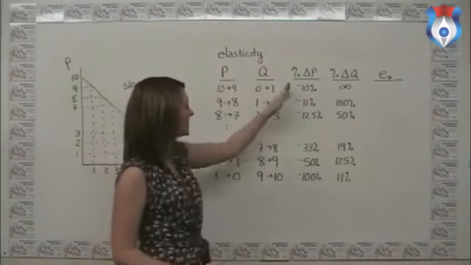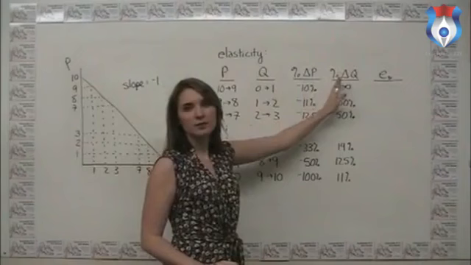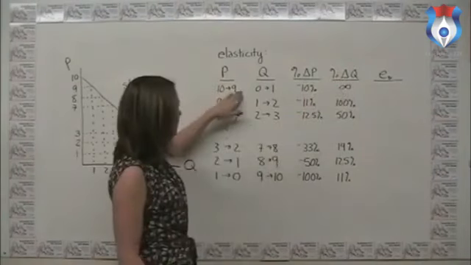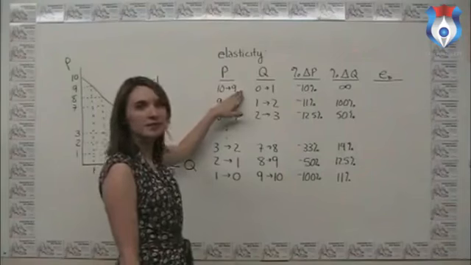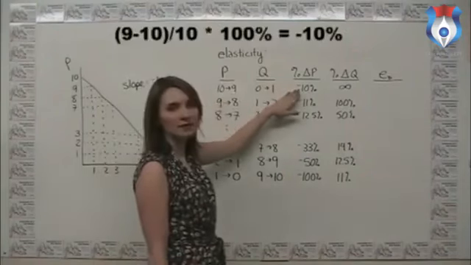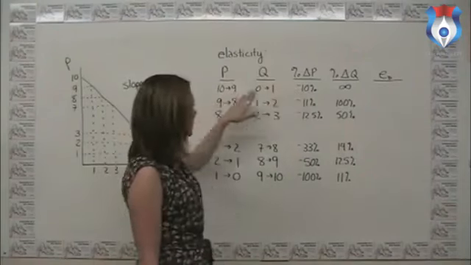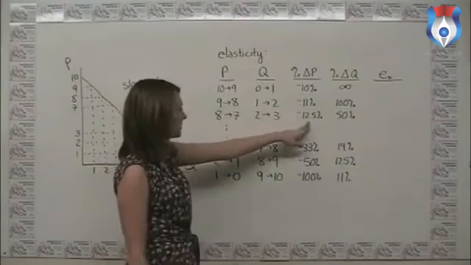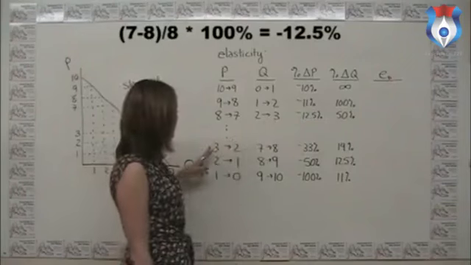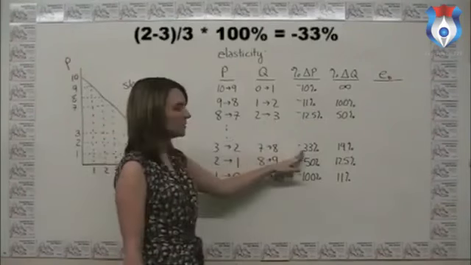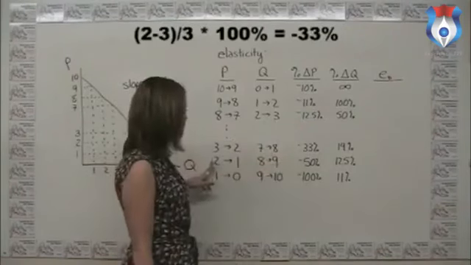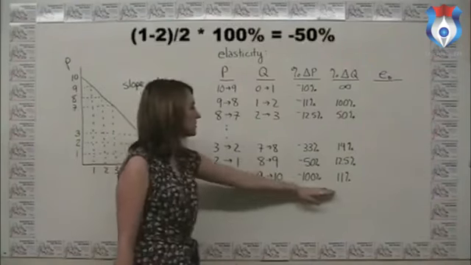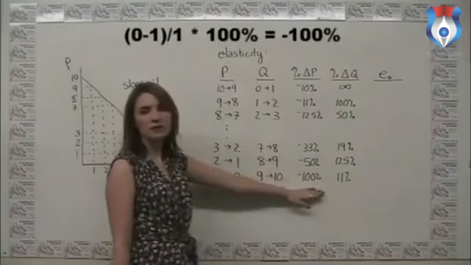And for each of these, we can calculate the percent change in price and the percent change in quantity. So as we go from 10 to 9 on price, that's a decrease in price of 10%. Going from 9 to 8, it's a decrease of 11%. 8 to 7 is a decrease of 12.5%. 3 to 2 is a decrease of 33%. 2 to 1 is a decrease of 50%. 1 to 0 is a decrease of 100%.